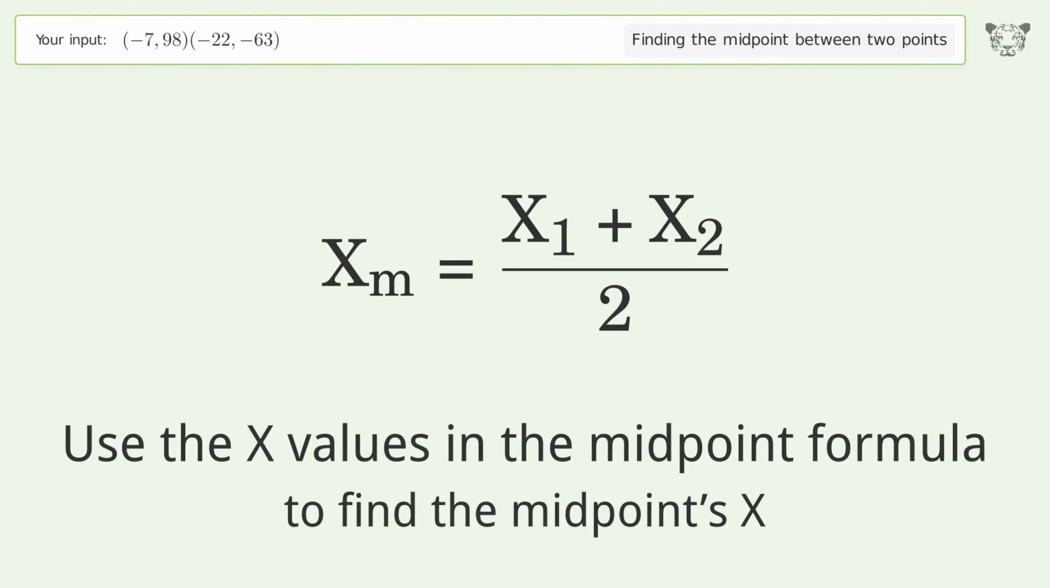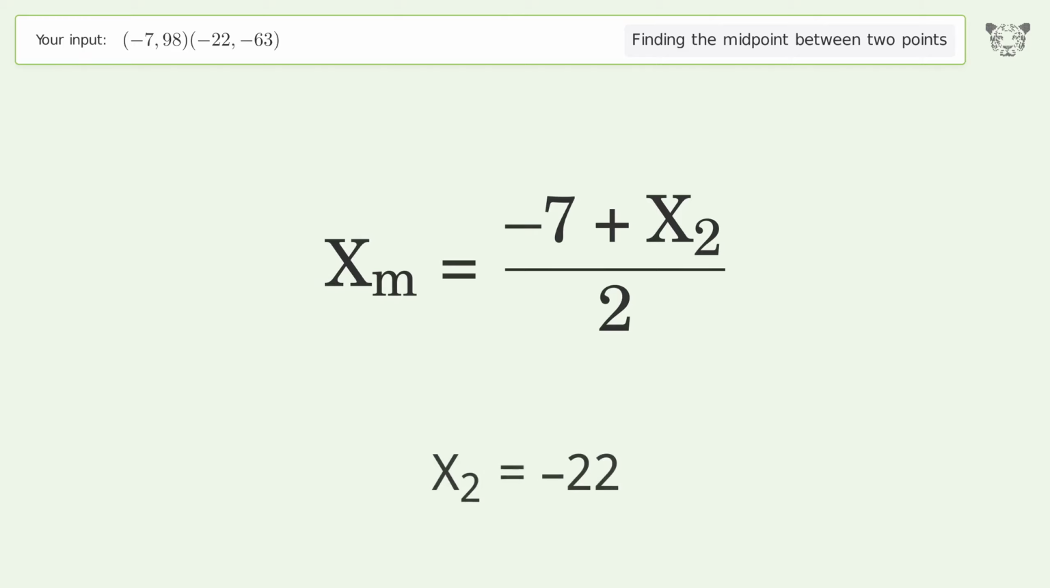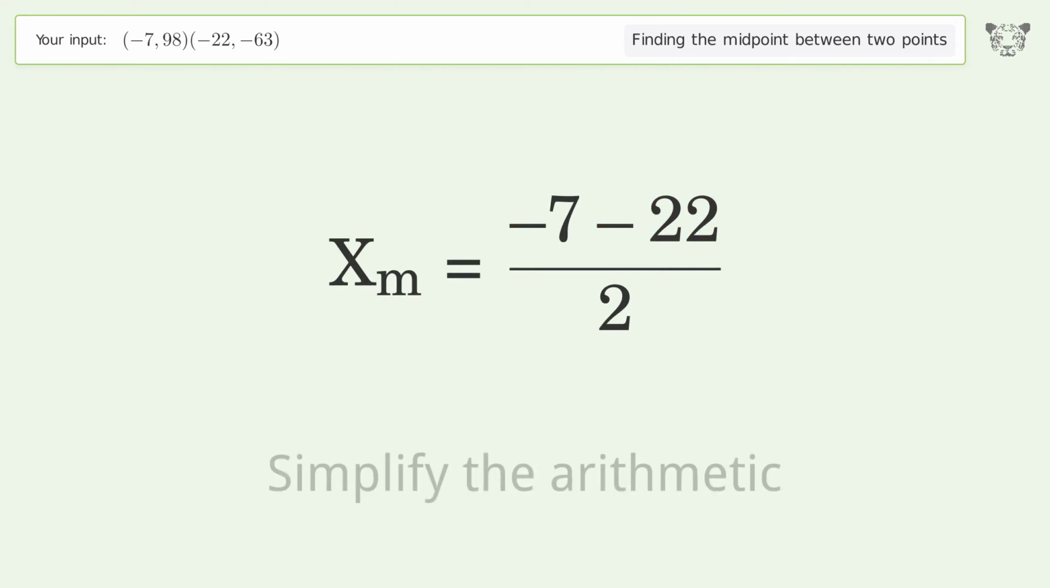Use the x values in the midpoint formula to find the midpoint's x. x1 equals negative 7. x2 equals negative 22. Simplify the arithmetic.